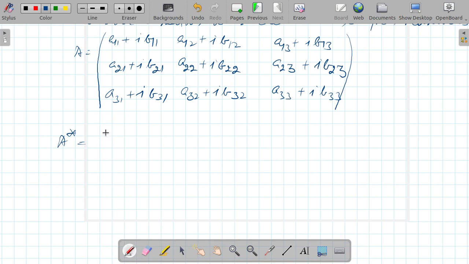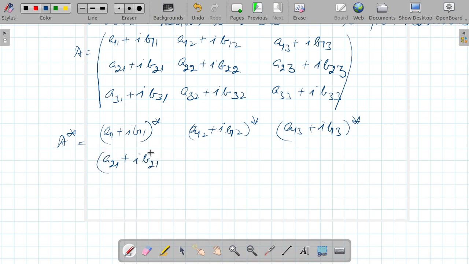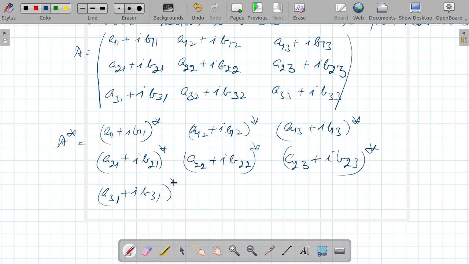A star is equal to A11 plus iota B11, its complex conjugate, A12 plus iota B12, its complex conjugate, A13 plus iota B13, its complex conjugate, then A21 plus iota B21, its complex conjugate, A22 plus iota B22, its complex conjugate, A23 plus iota B23, its complex conjugate, A31 plus iota B31, and A32 plus iota B32, its complex conjugate, A33 plus iota B33, its complex conjugate.